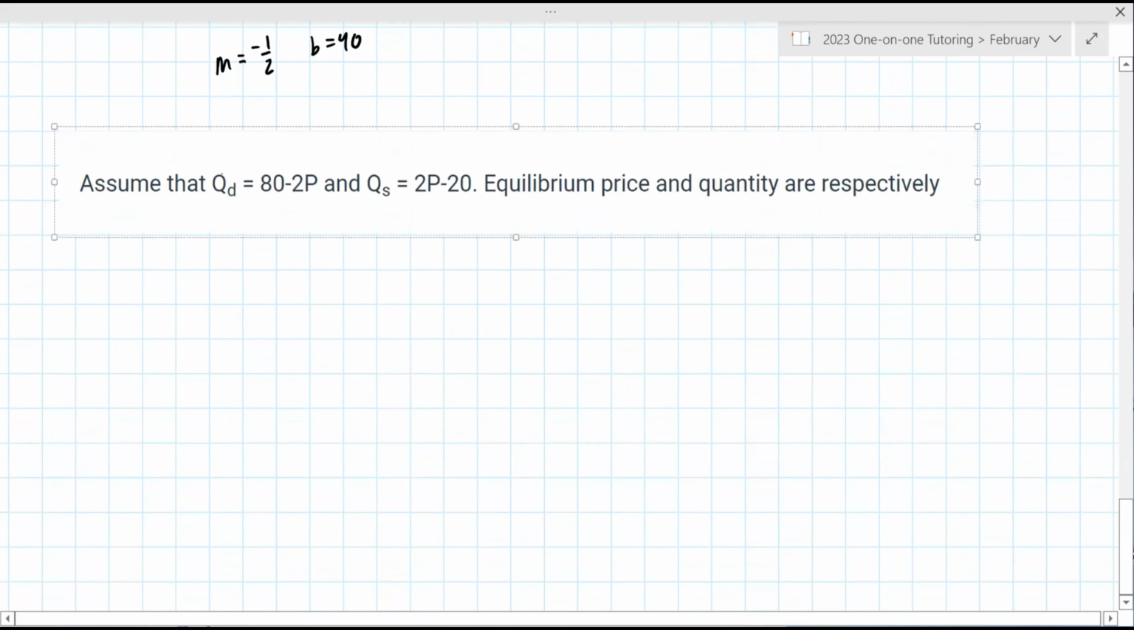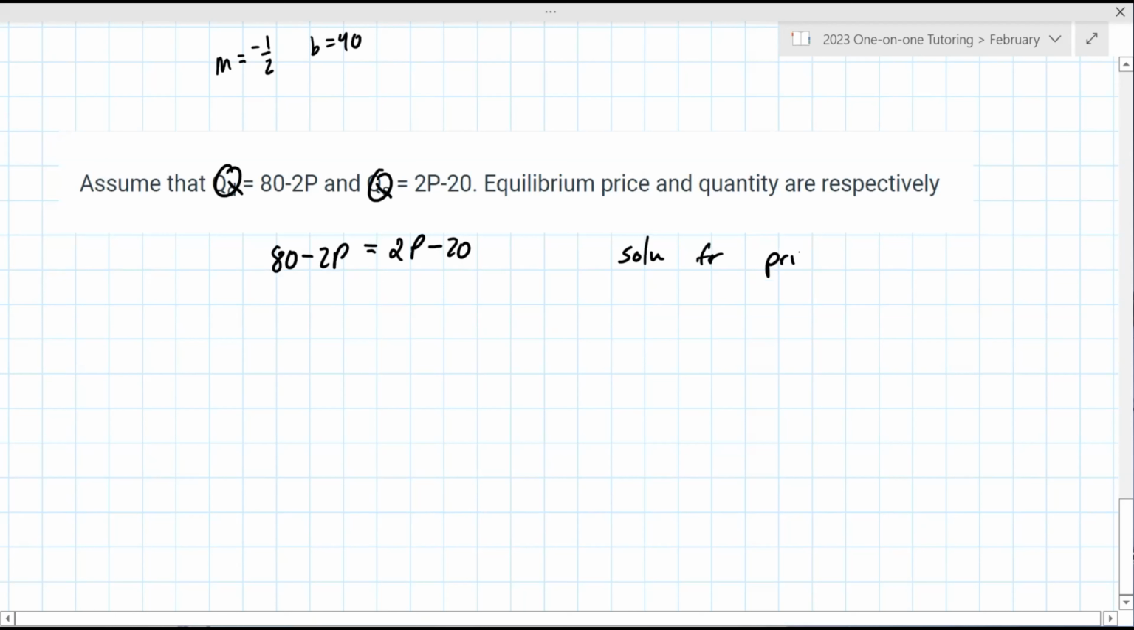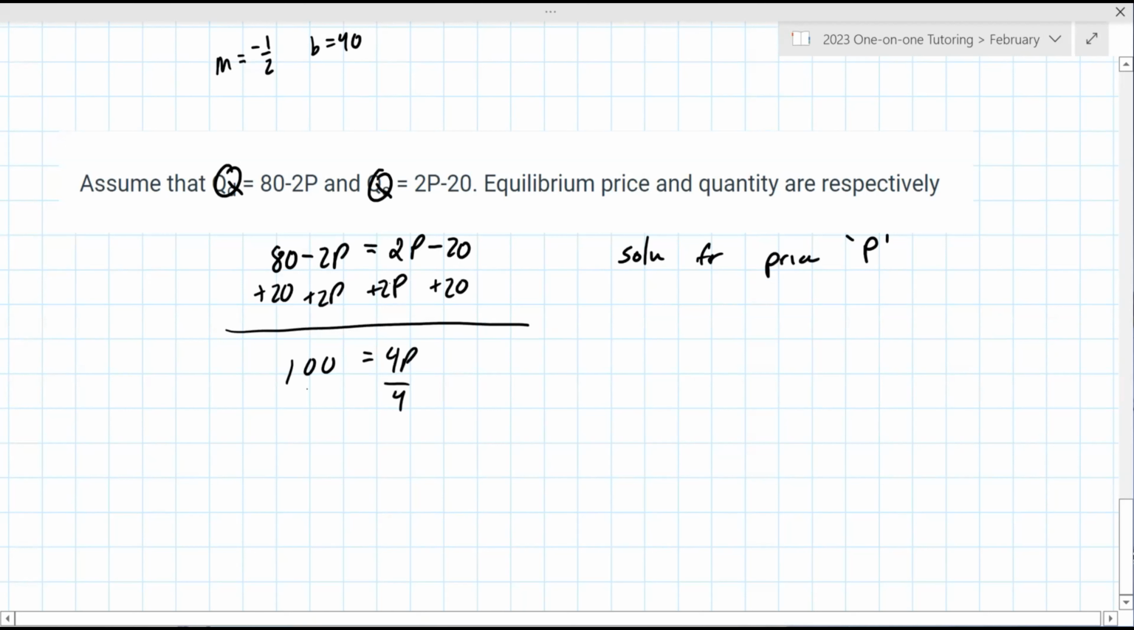You can actually think of these as both being Q. So you set 80 minus 2p equal to 2p minus 20, and now you're going to solve for price. P is price. I'm going to add 2p to both sides and add 20 to both sides. So this is 100 equals 4p. Divide by 4, so p equals 25.